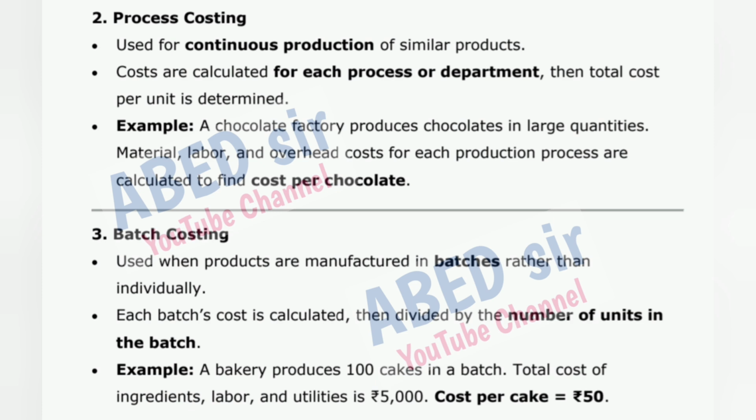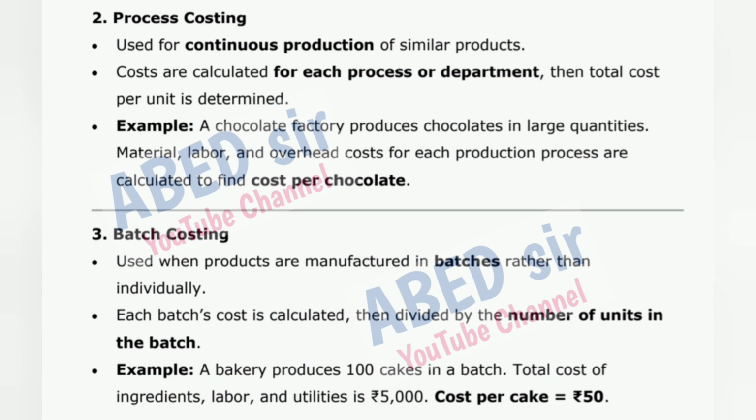2. Process costing. Used for continuous production of similar products. Costs are calculated for each process or department, then total cost per unit is determined. Example, a chocolate factory produces chocolate in large quantities. Material, labor, and overhead costs for each production process are calculated to find cost per chocolate.